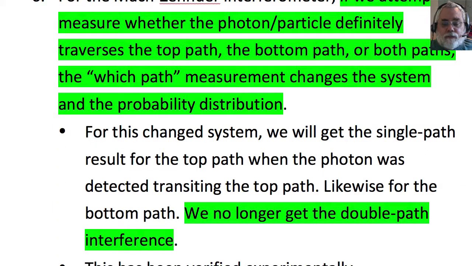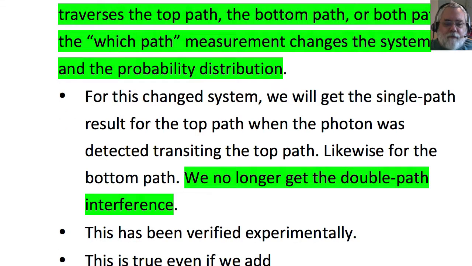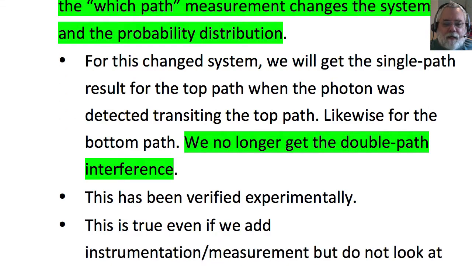For the changed system, we will get the single path result for the top path if the photon is detected transiting the top path. And likewise for the bottom path, we no longer get the double path interference that we get when we don't attempt to measure which path. This has been verified experimentally many times.